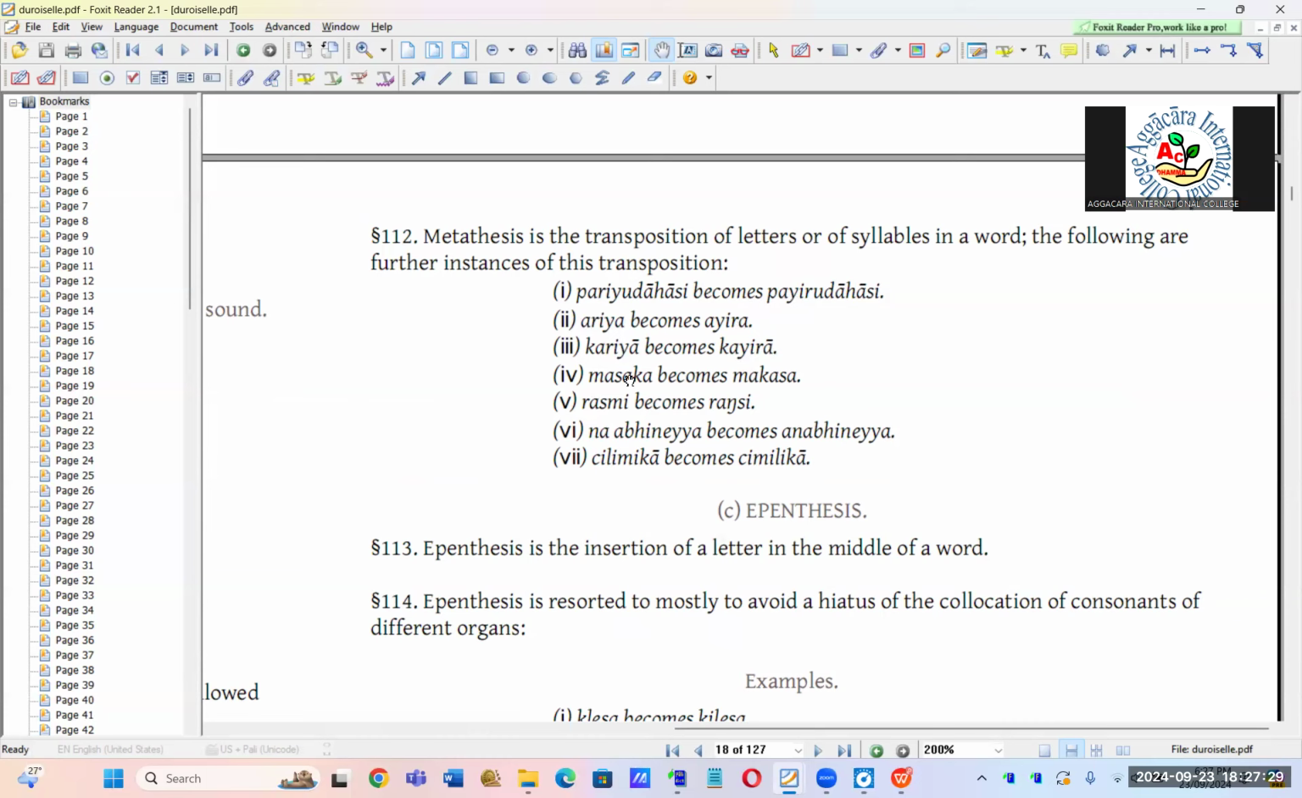Now S also can change place here. Makasa, Masaka, Makasa. Now here also to do with S. Rasmi is a ray of sun like this. Lamsi. Okay. And then this is na abinya, so anabiya, right? Chili mika, chili lika, right? So from what we can see here, with R there can possibly be a change of place here. Okay, and also these two are to do with the S, right?